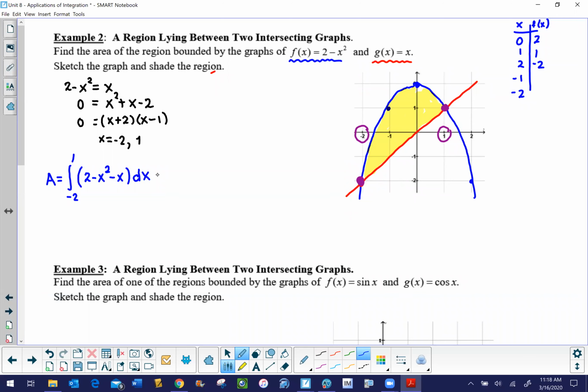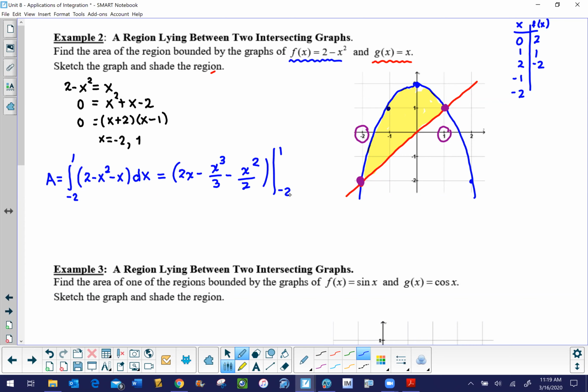For space purposes, I'm going to go ahead and write this over here. So if I integrate 2, I will get 2x. Integrate x squared is x cubed over 3. Don't forget your minuses there. Integrate x, you get x squared over 2. And then the boundaries are 1 and -2.